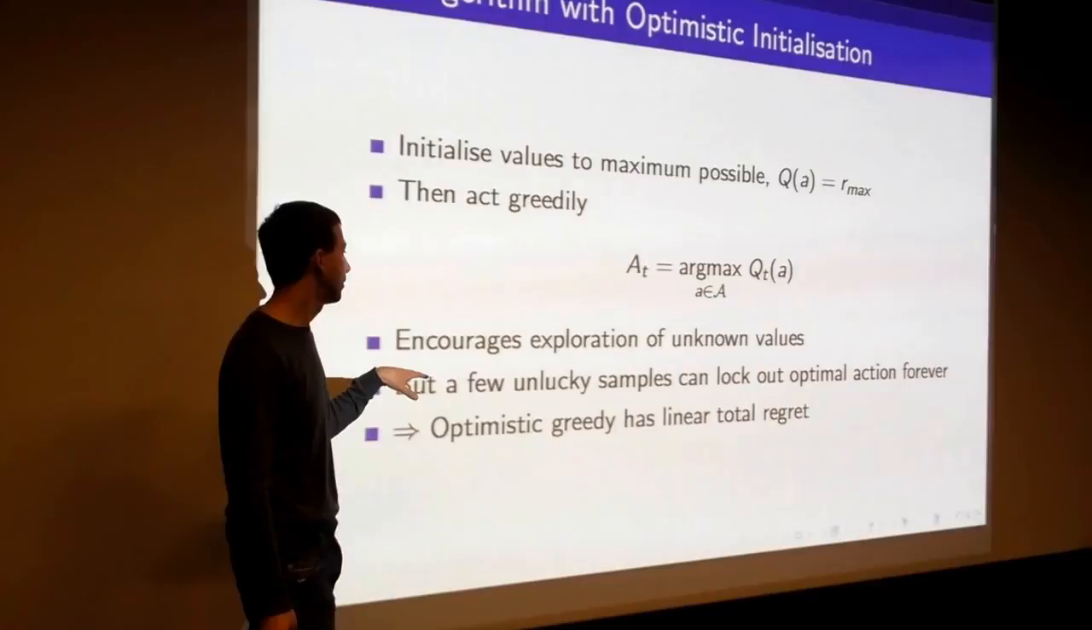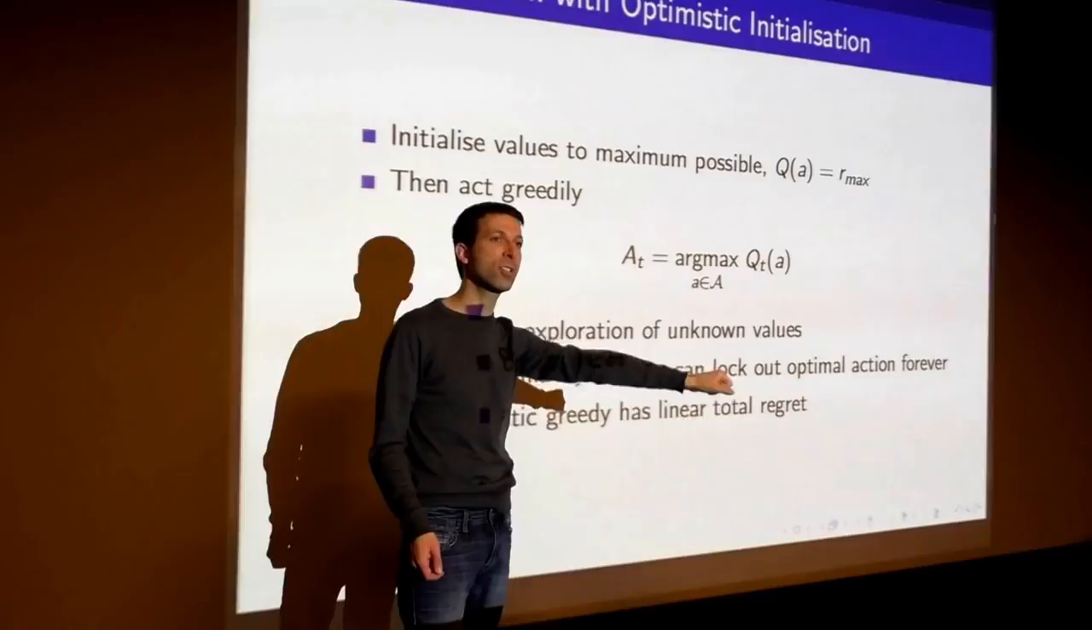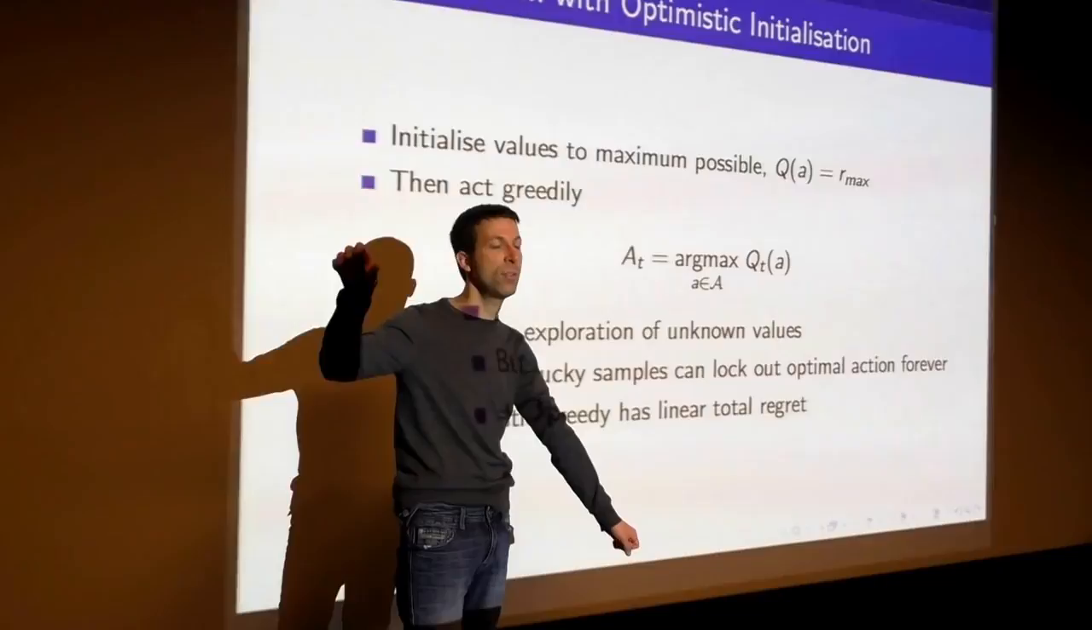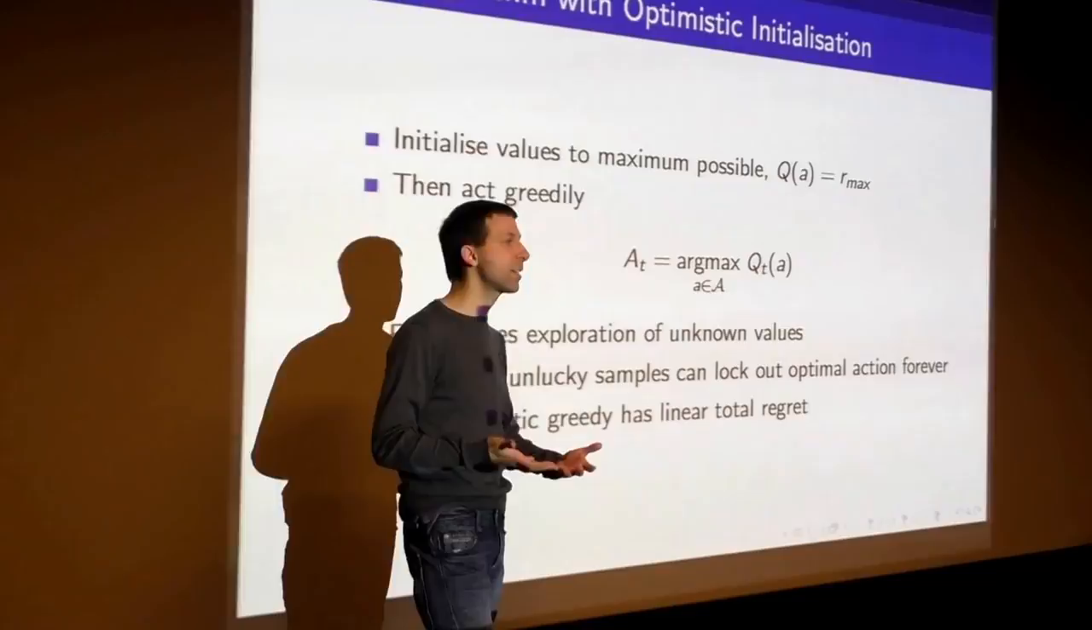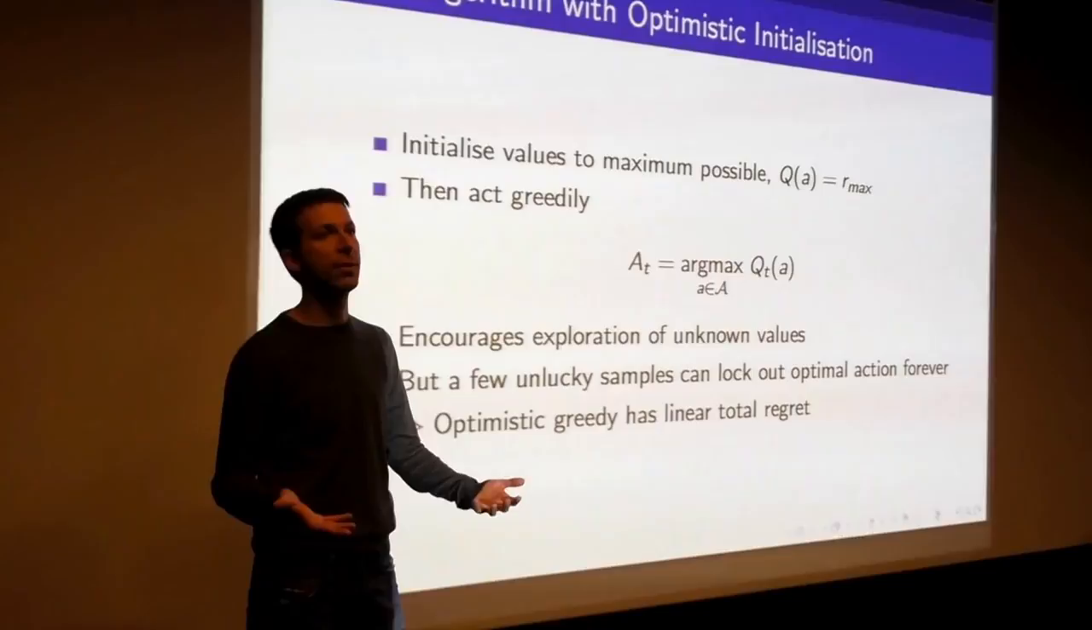But if you're unlucky about something a few times, you can still end up locking it out. So I start off thinking this action is the best possible, and then I try it and I'm unlucky, I try it again and I'm unlucky, and now I can still end up locking out this action forever because I might try this other action, which turns out to be better, and I never explore this one again. So you must have some kind of continued exploration to guarantee that you start doing better. Otherwise, again, you end up incurring the same regret every step. You can lock something out and just make the same mistakes again and again.